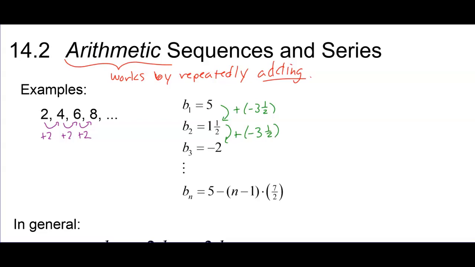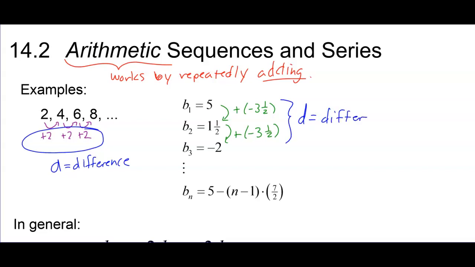The thing that you are repeatedly adding is what we call d. That stands for the difference between any two terms. And in general, if you're having trouble figuring out what d is, then actually work out the difference. The name tells you exactly how to work it out. Like with this one here, if you weren't sure what you were adding each time, you could have done 1.5 minus 5 and figured out that it was negative 3.5.